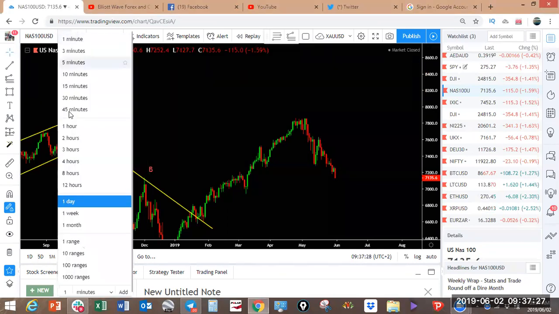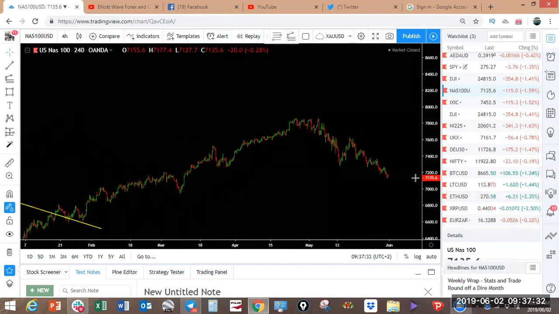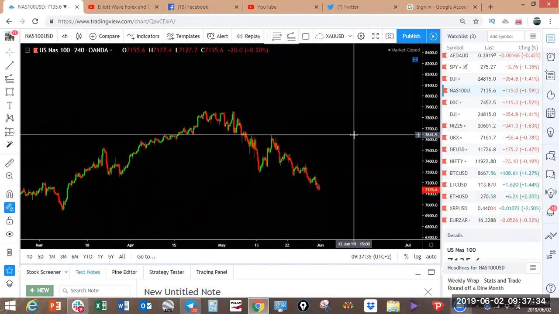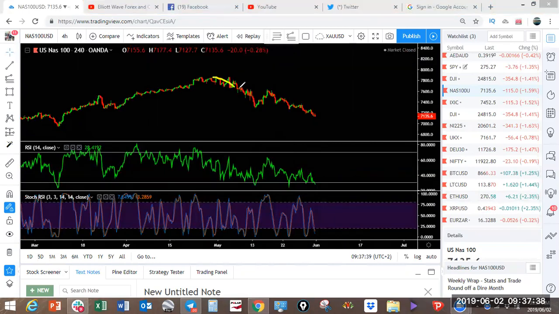So let's look at the 4 hour, see if there's any signs of reversal there. On the 4 hour, this is coming down quite correctively. Let's have a look here. There isn't even really any divergence here. So let's see how this one is going to play out.